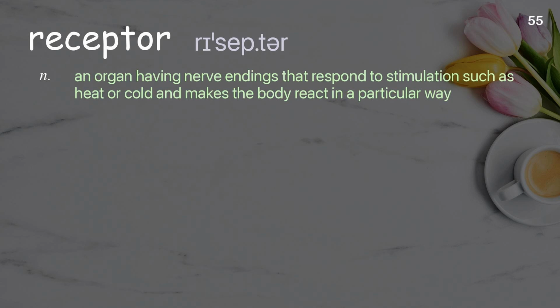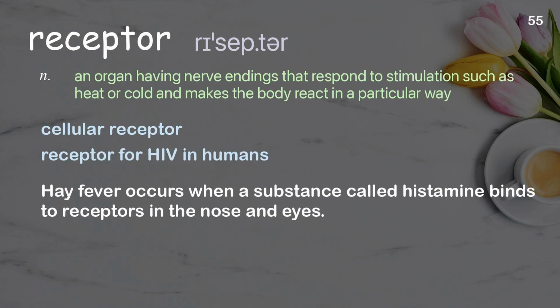Receptor. An organ having nerve endings that respond to stimulation such as heat or cold and makes the body react in a particular way. Examples: Cellular receptor, receptor for HIV in humans. Hay fever occurs when a substance called histamine binds to receptors in the nose and eyes.